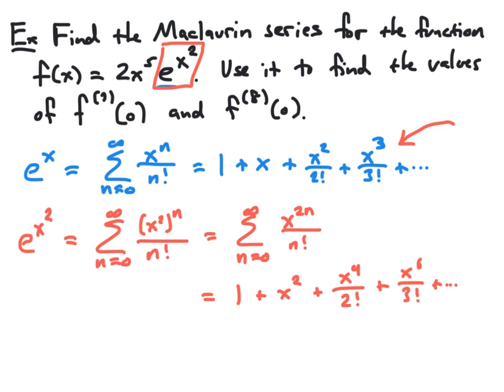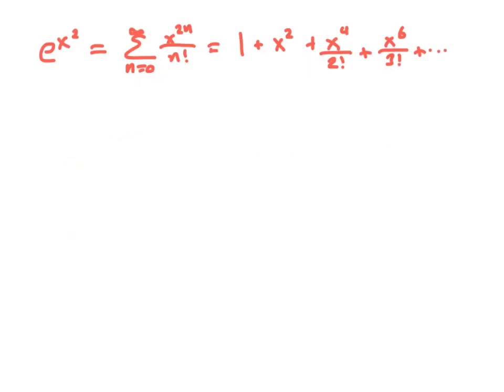Our next step is to multiply this new Maclaurin series for e to the x squared by 2x to the fifth, which is a constant and a power of our variable x. So picking up from our Maclaurin series for e to the x squared, we now find f of x by multiplying that by 2x to the fifth. For our power series, we're going to end up multiplying the entire series by 2x to the fifth.